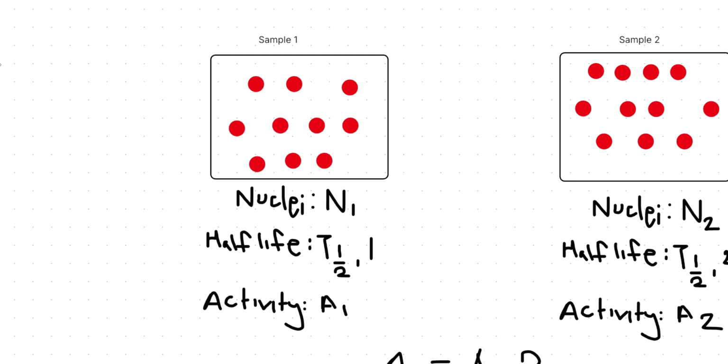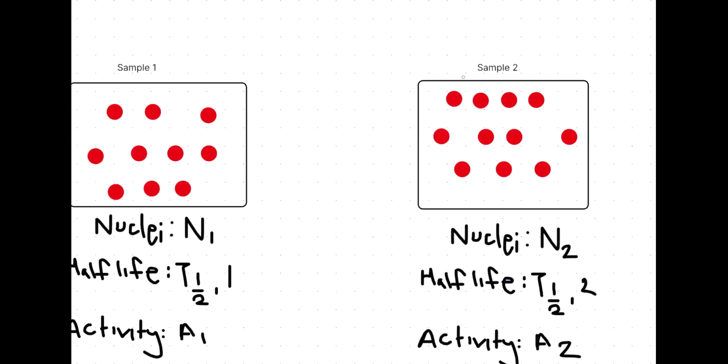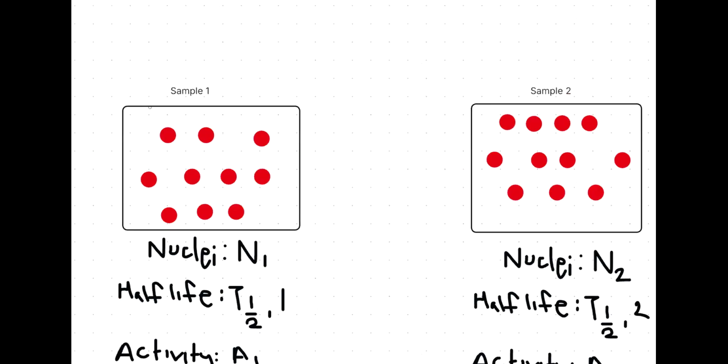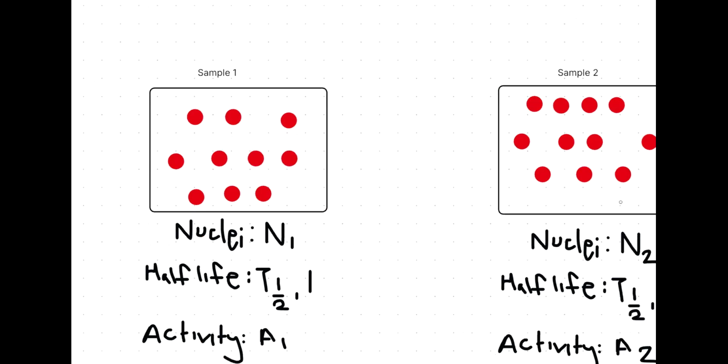So to set this up, I'm drawing two samples, as you could see here in the two boxes. So I have sample one and then I have sample two. Sample one has a certain number of radioactive atoms as depicted in the red dots, and sample two has a different number. So we want to figure out if their overall activity, basically how fast they're decaying, can end up being equal. But before we get into the math, I'm gonna list all of our variables.